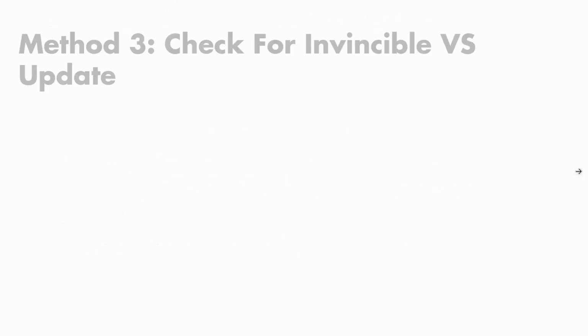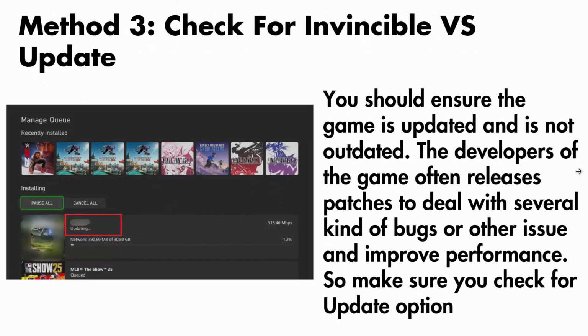Next method is to check for Invincible versus update. So you should ensure the game is updated and is not outdated. The developers of the game often release patches to deal with several console bugs or other issues and improve performance. So make sure you check if there is an update available, and after updating the game, launch it and check.